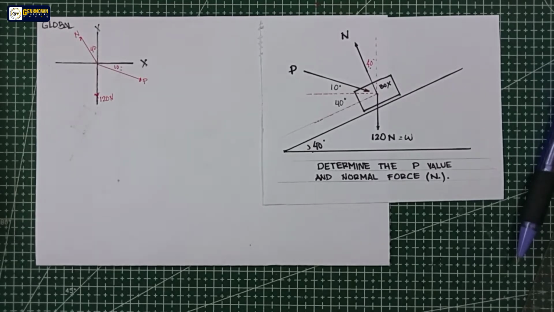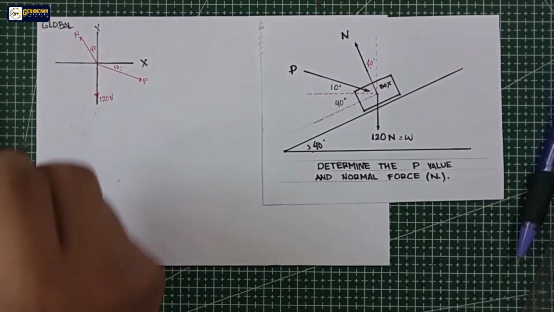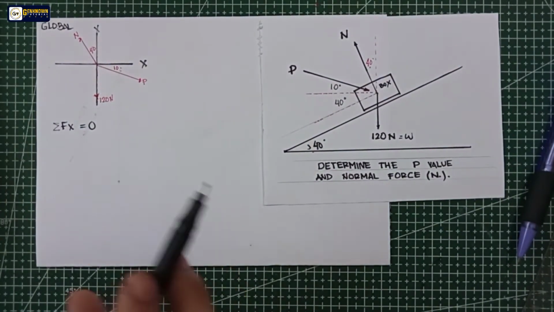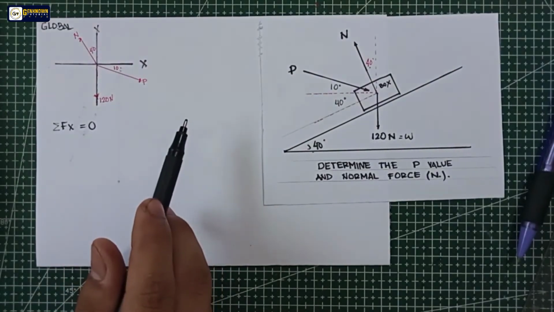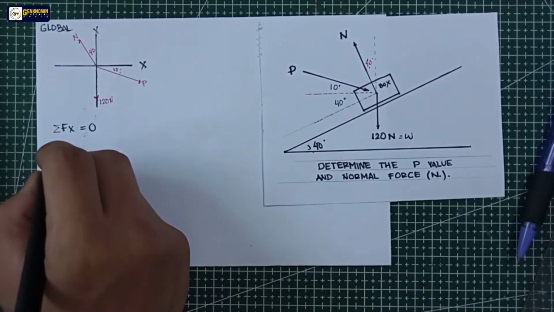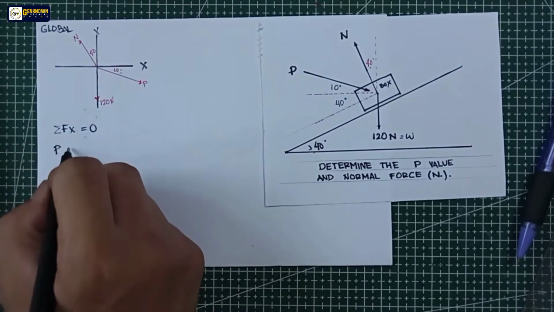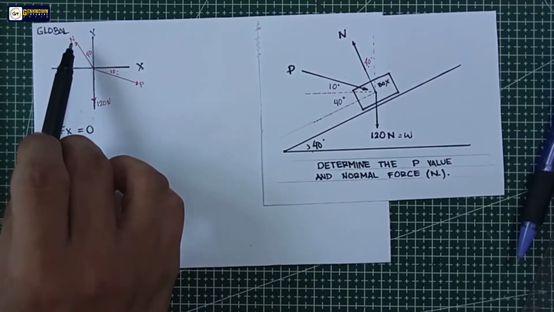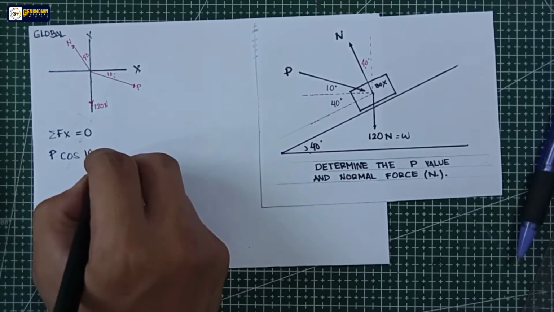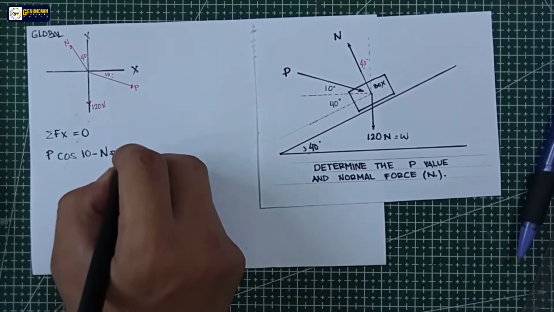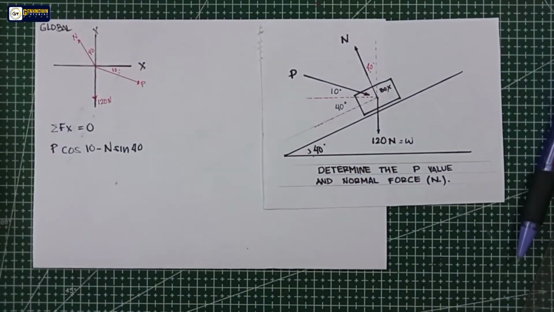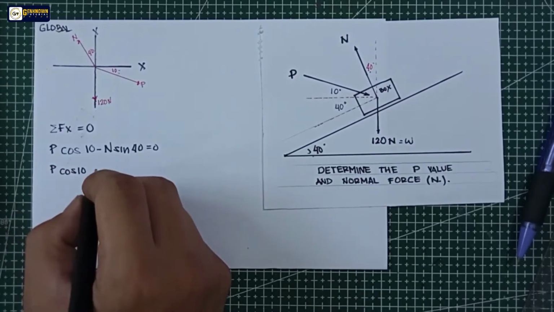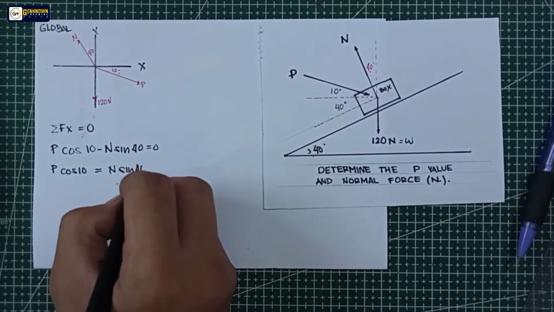So okay, unahin natin yung summation of x. So summation of x, force x is equal to 0. Okay, remember, all forces going to the right is positive and all forces going to the left is negative. So we have P, positive P, cosine 10 minus, okay, yung N is force going to the left. So negative N sine 40. Okay, equal to 0. So P cosine 10 is equal to N sine 40. Okay.